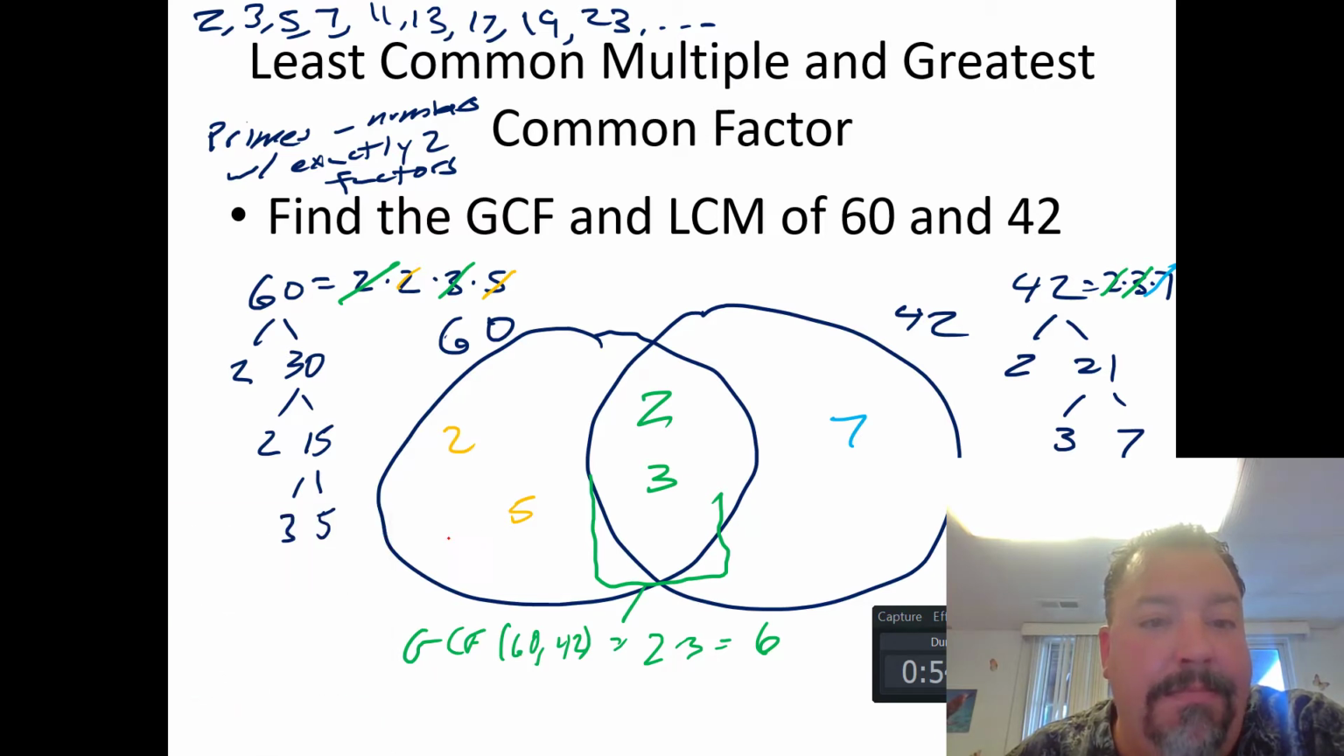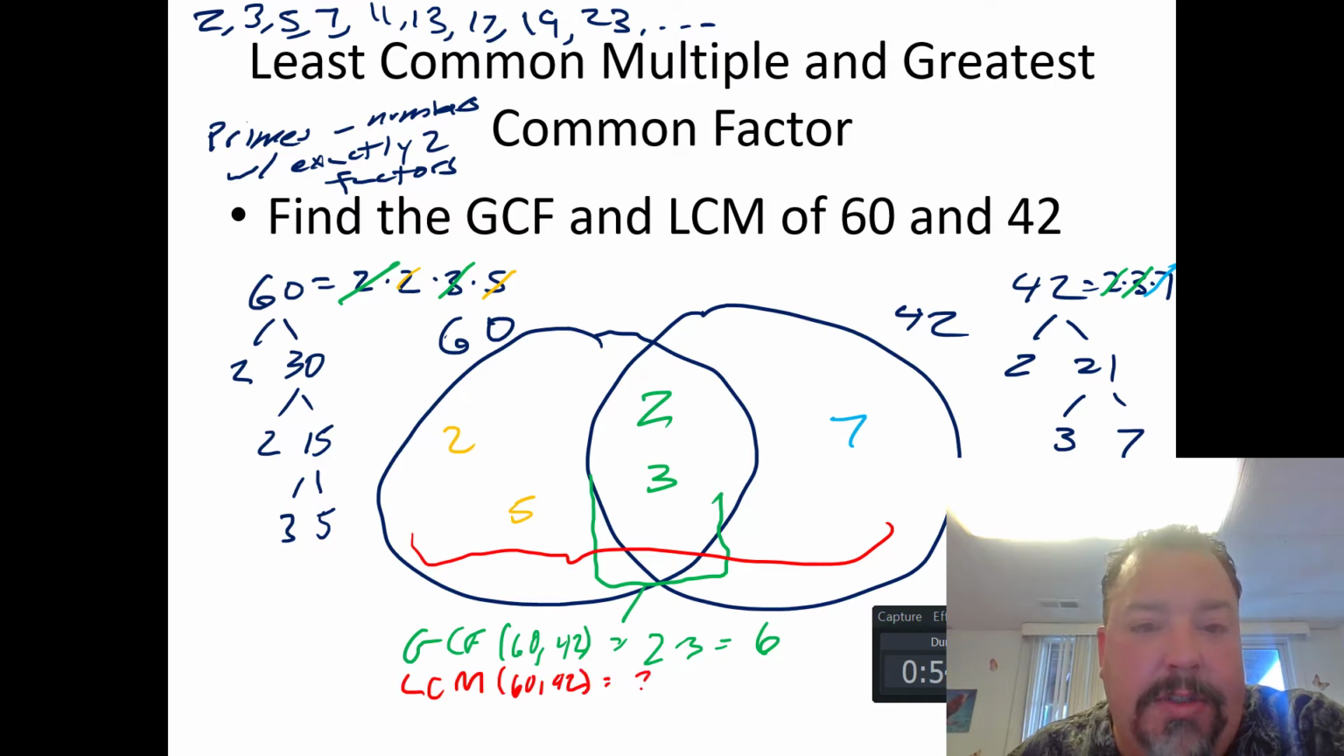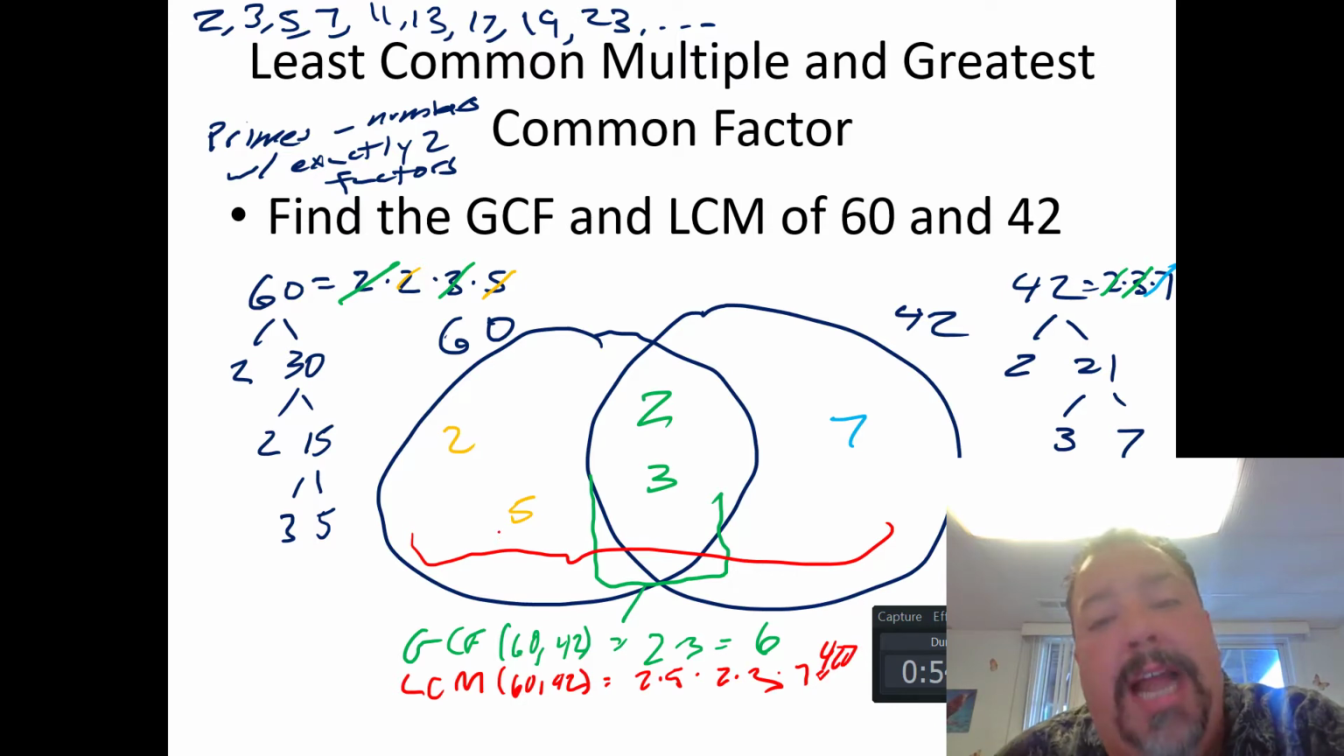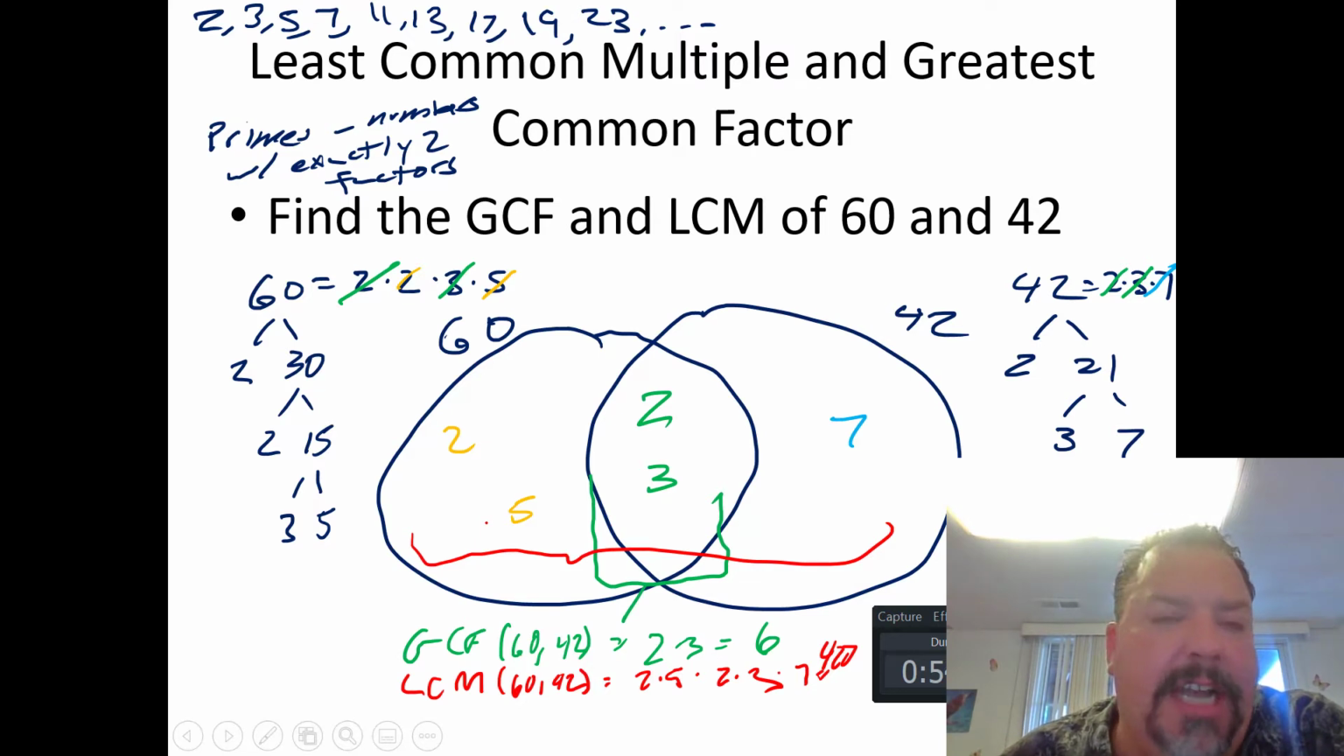The LCM is going to be all these factors multiplied together. So the LCM of 60 and 42 is going to be 2 times 5 times 2 times 3 times 7, which is going to come out to 420. So now I have both the GCF and the LCM pretty simply done. I didn't have to make out a bunch of lists like I did using the old school method.